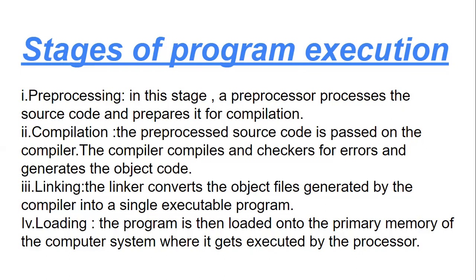Linking. The linker converts the object file generated by the compiler into a single executable program. Loading. The program is then loaded onto the primary memory of the computer system where it gets executed by the processor. So these are the stages of program execution.